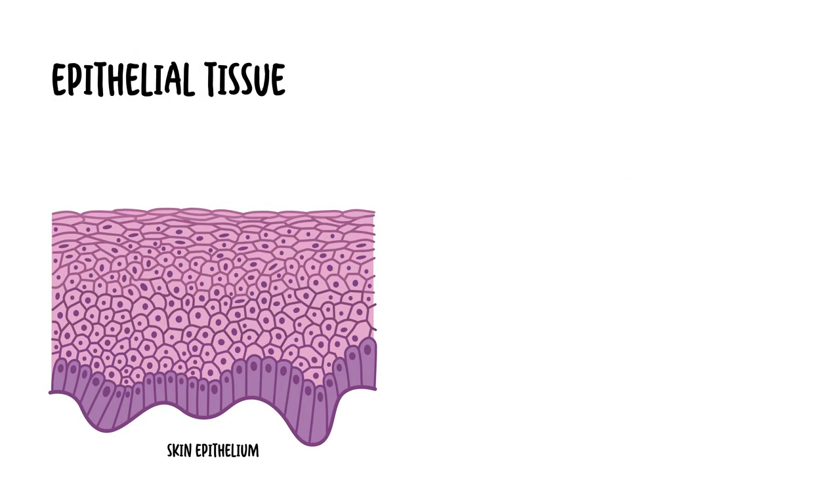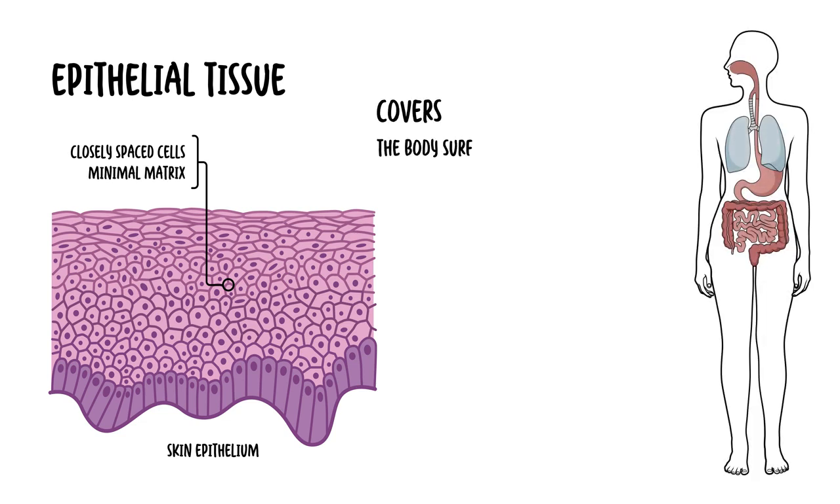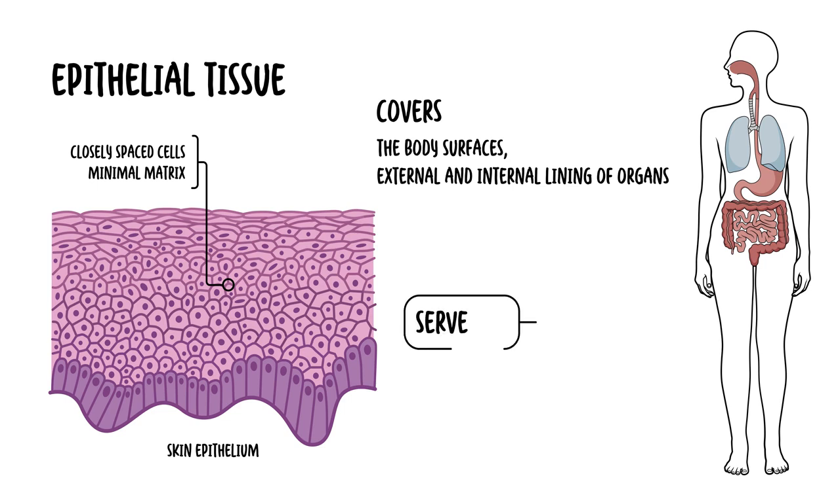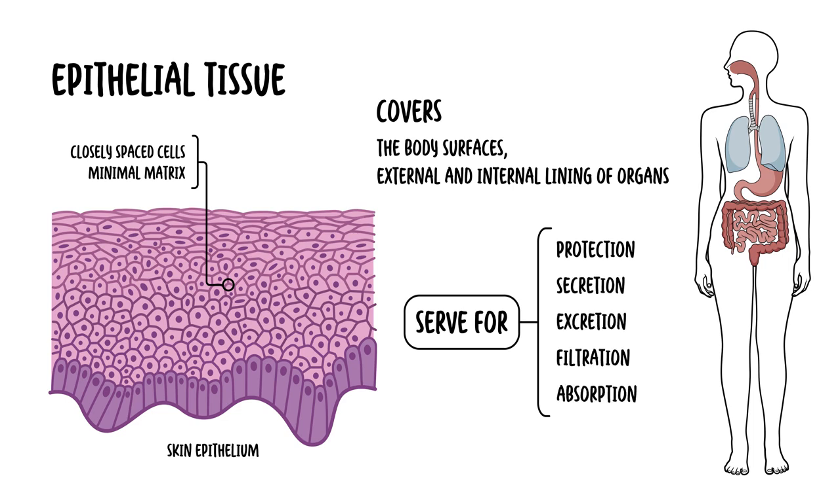Epithelial tissue, for example, is composed of layers of closely spaced cells. So, epithelial tissues are composed of cells that are packed tightly together. You can think of them as bricks in a wall. They contain minimal matrix. Epithelial tissues cover the body's surfaces, so they actually make up your skin. They cover external and internal lining of organs. And because of this, they serve many roles. They serve for protection, secretion, excretion, filtration, and absorption, particularly in glands and the kidneys, for example, where they are found abundantly.